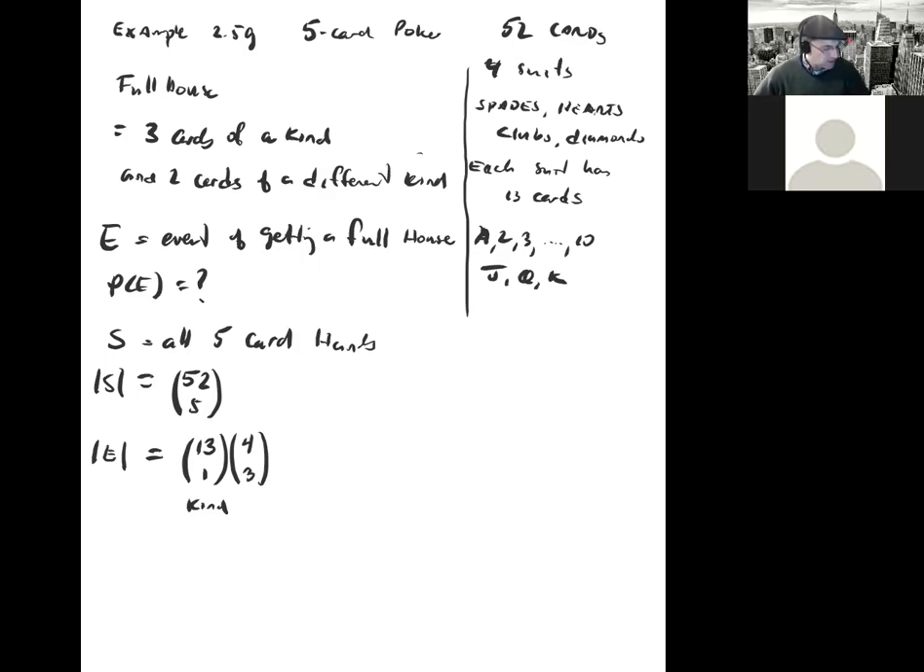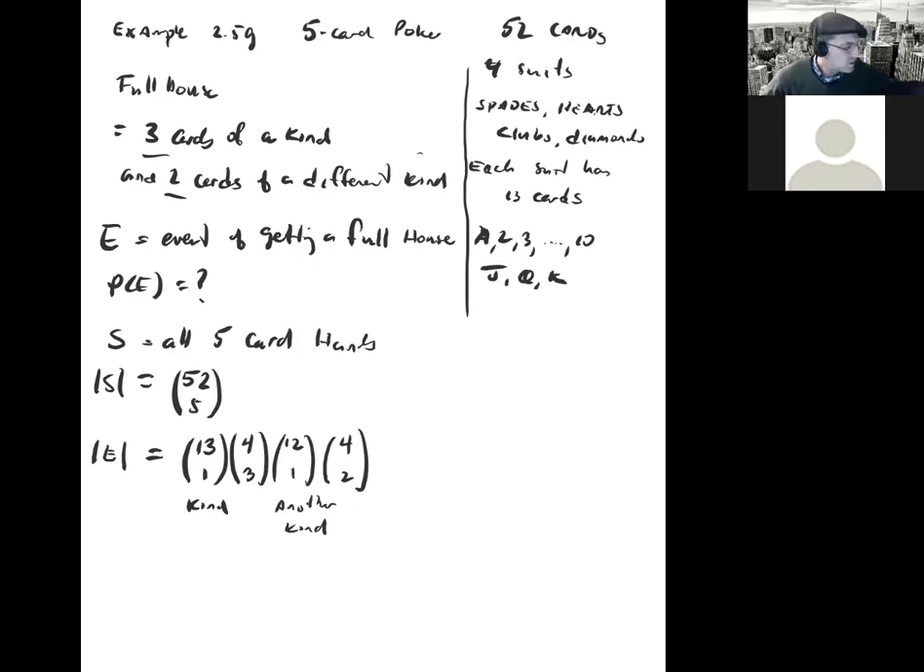Now, we're not done. We still have to choose our 2 of a kind. And so we have to choose another kind. Now, we've already used up one kind, so there are only 12 kinds left in the deck. And then once we choose that other kind, we have to choose 2 cards from it out of the 4 cards in that denomination. So it's 4 choose 2. So that's what you get. And so the size of E is this product.